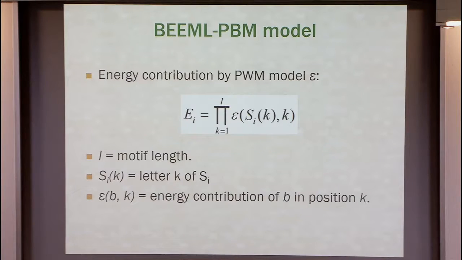So what is E_i? E_i, the energy contribution by the PWM model, can be represented as a PWM. Here it's a sum over the different positions in the PWM model: given the base pair of S_i in position k, epsilon of that base pair in position k gives us the energy contribution in that position for that base pair. And we can try different models. We can apply the PWM, we can apply PWM plus dinucleotide features, we can have a k-mer model. So really we can play with the parameters and how we want to represent the energy contribution of the sequences in regard to a reference sequence.